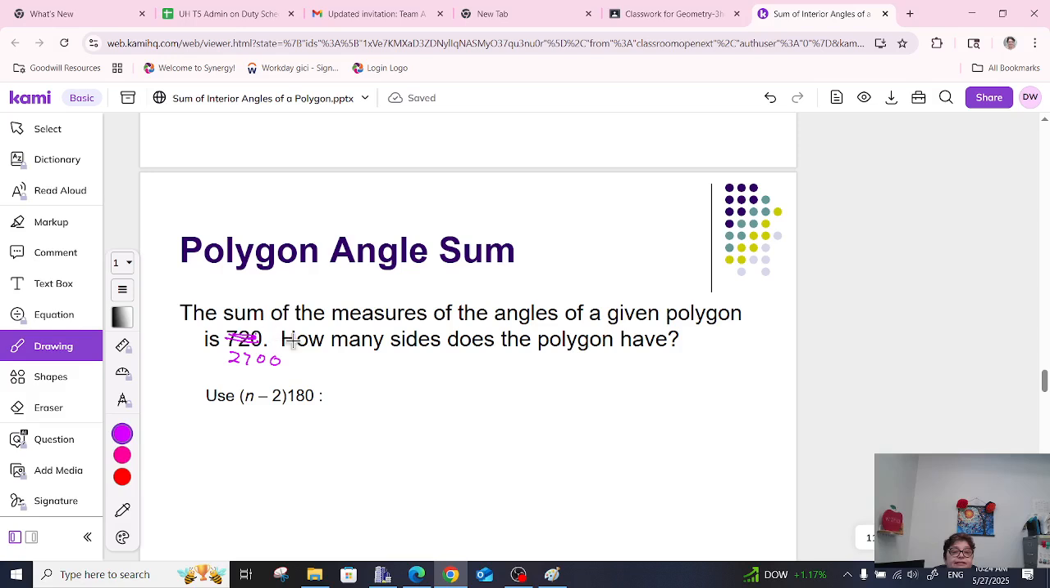Okay, here it says the sum of the measure of the angles of the given polygon is 2,700. How many sides does the polygon have? So in this case, I would do n minus 2 times 180 is equal to 2,700. I would divide by 180 on both sides.